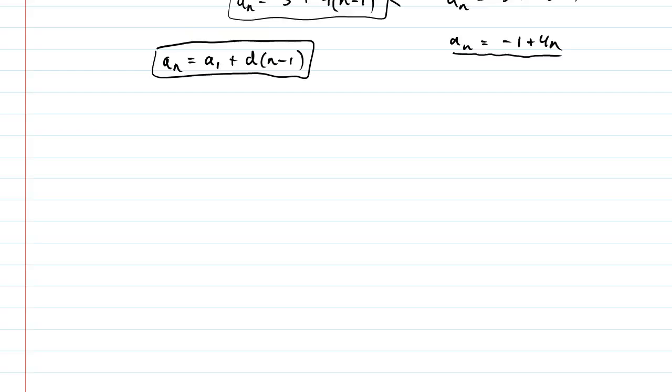Alright, so I'm going to give you one to try. Try finding the general term for 17, 11, ... 5. The directions will normally say find a sub n and something like a sub 150.